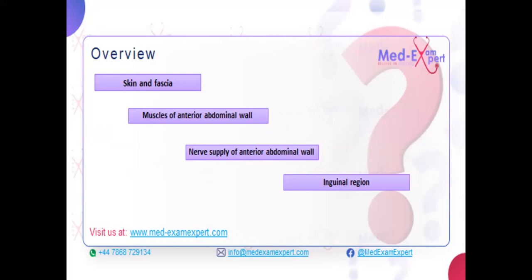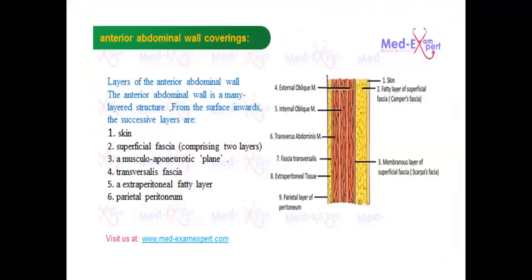Okay, first I'd like to start my lecture with the overview. We'll talk about the skin and fascia and the muscles of the anterior abdominal wall and the inguinal region anatomy. First, I'd like to talk about the skin. The skin of the abdomen has some important points that we need to focus on that are related to our exam.